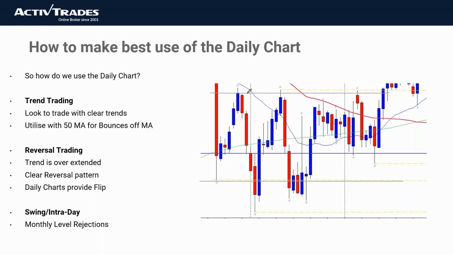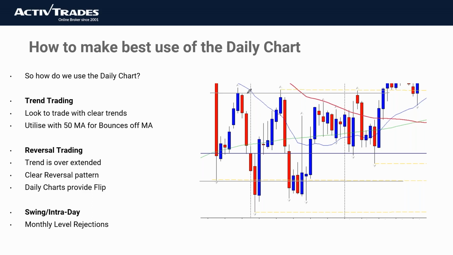You're welcome there. But also reversal trading, where the trend is overextended, and that's probably easier to describe on a chart than to talk through. If there's a trend that's overextended where we have a clear reversal pattern, whether it's an individual candlestick like a key reversal, or a clear reversal pattern like a double top or double bottom or triple top or bottom, or head and shoulders or inverse head and shoulders.